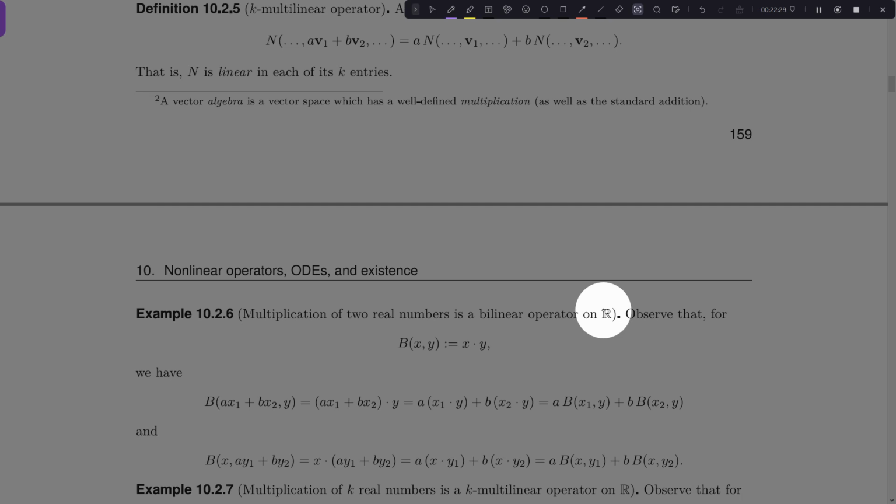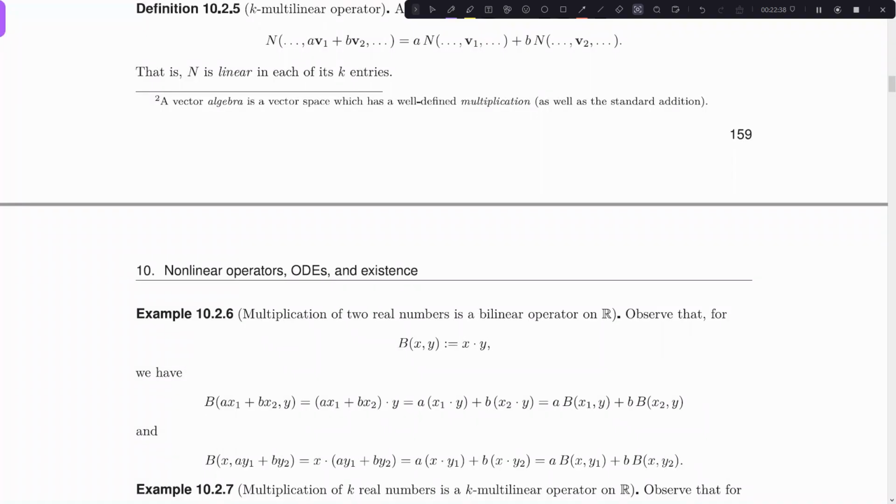You can add two elements, you can scale them, and you can also multiply two of them. So R is a vector algebra. It's going to take two elements in. It's going to output one element as just the product of the two.